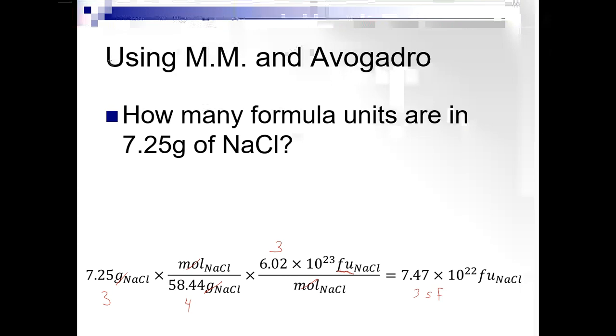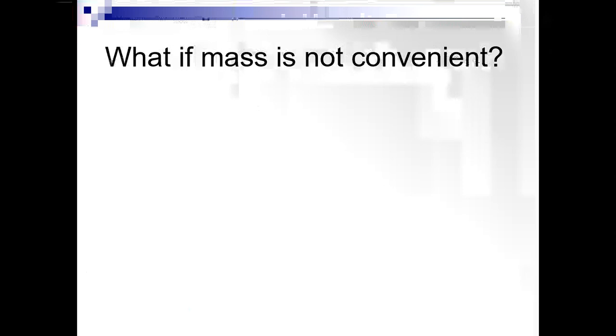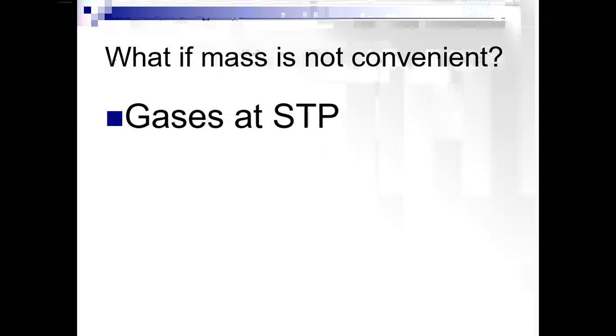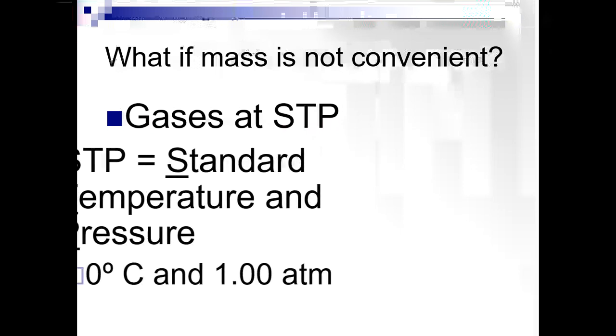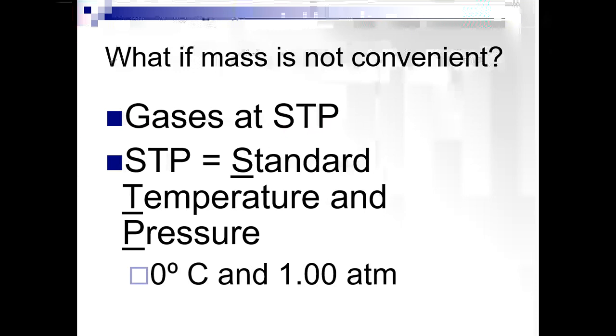Last scenario. Sometimes, in order to measure an amount of stuff, mass is not convenient. And specifically, mass is not very convenient with gases because a lot of them are lighter than air and would not register on a balance. So, we're going to deal with gases, and because gases change volume based on the temperature and the pressure of that gas, we're going to only work with gases at STP. STP is standard temperature and pressure.